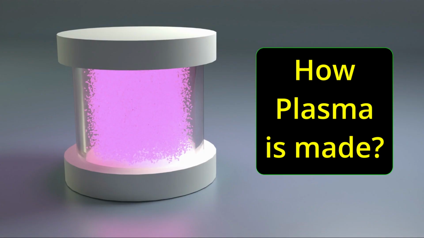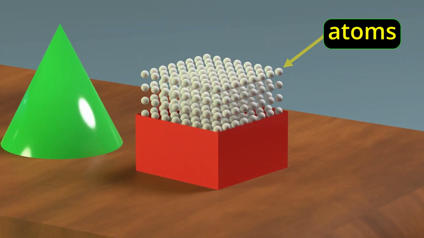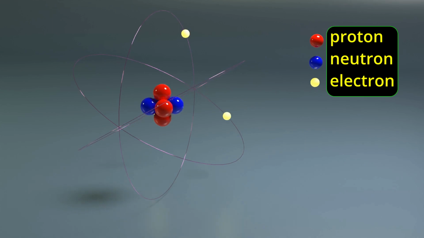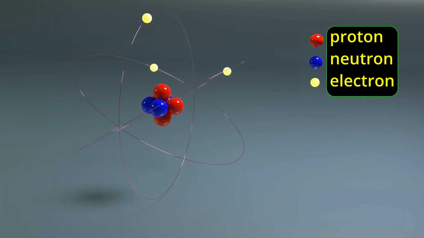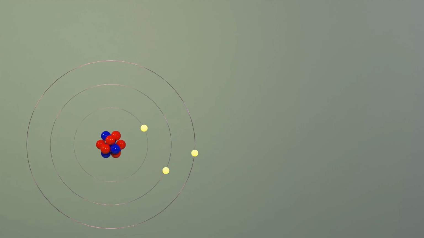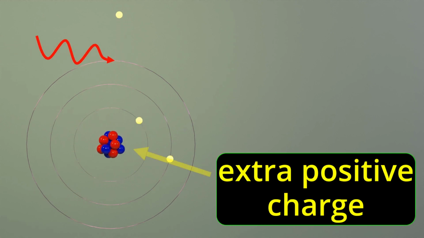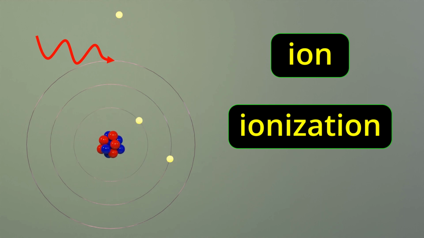Now, let's try to understand how plasma is created. As you all know, everything is made up of atoms, and these atoms consist of electrons, protons, and neutrons. Electrons orbit around the nucleus, which is formed by the combination of protons and neutrons. In any atom, the number of electrons is equal to the number of protons, resulting in no overall charge on the atom. However, if an electron is removed, the atom becomes positively charged due to an excess of protons. This state is called an ion, and the process of removing electrons to form ions is called ionization.